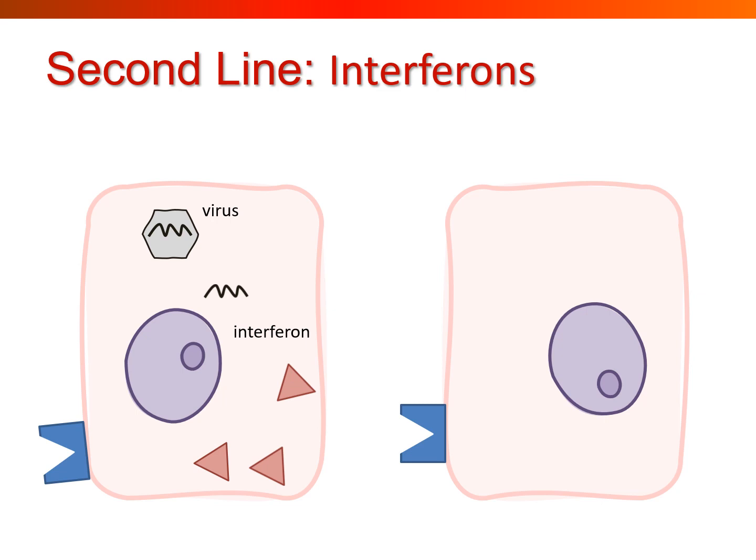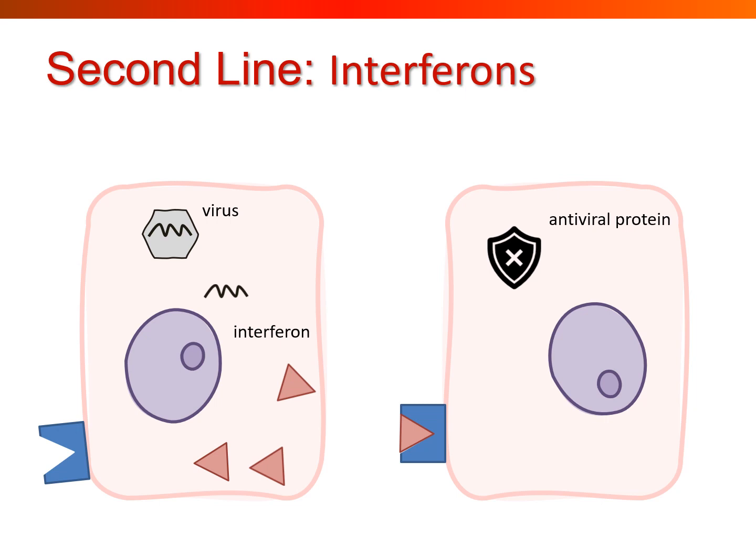So this is the infected cell producing the interferon, and the interferon is not for the cell that was infected, but for its neighbor. So the interferon is going to be released from the infected cell, and it's going to merge with this receptor on the neighboring cell, and then the neighboring cell is going to say, uh-oh, there's a virus in the neighborhood, I better put up a shield.